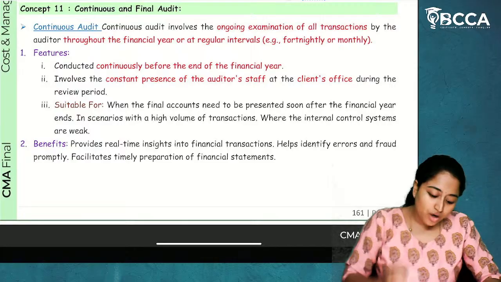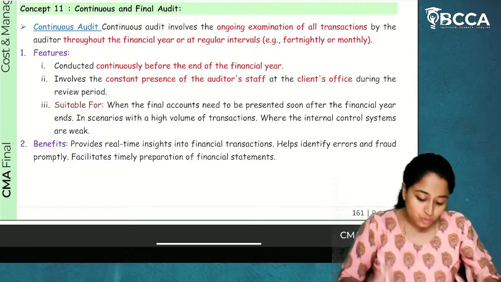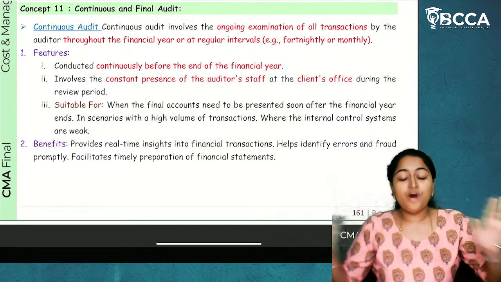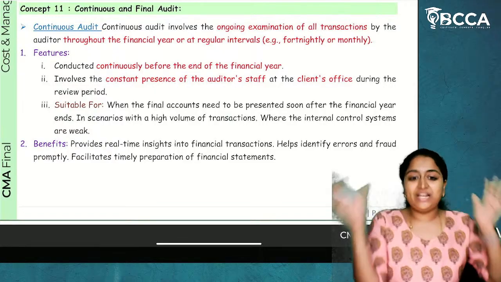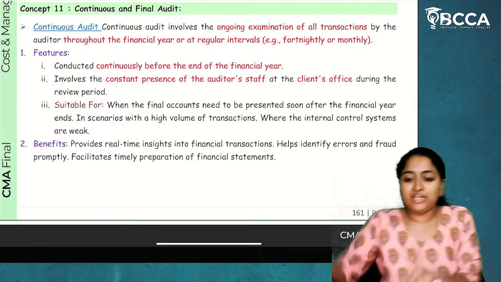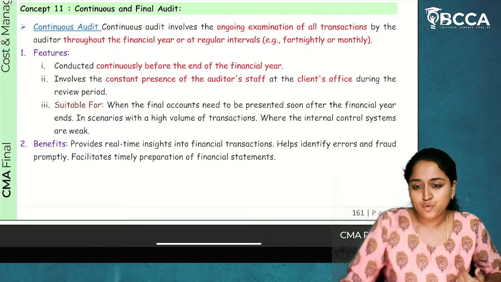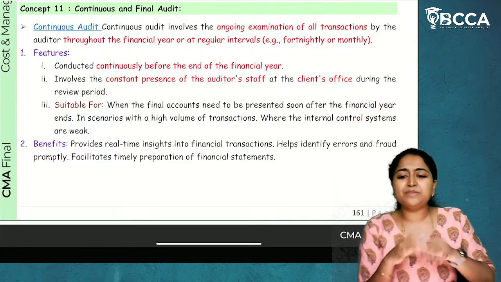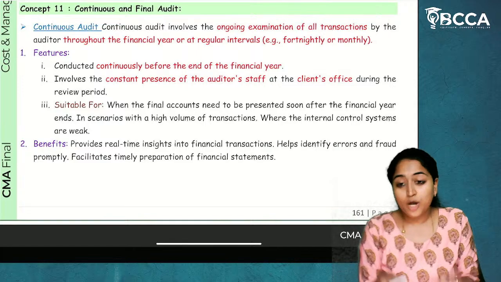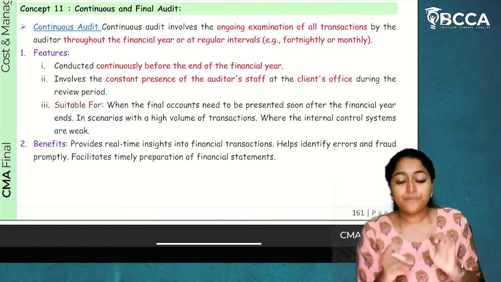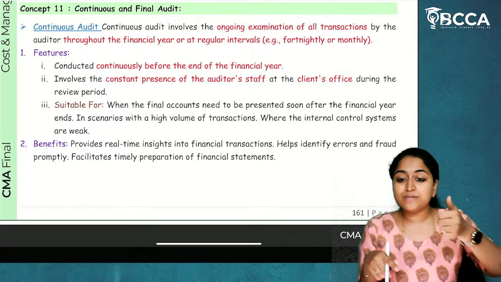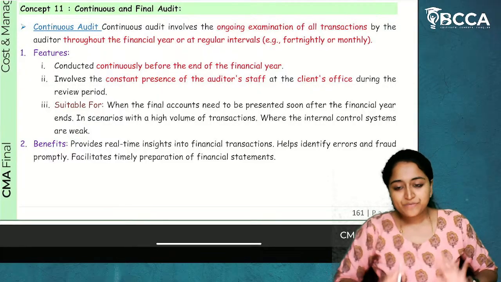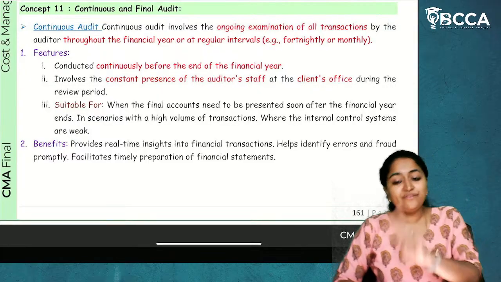Now, when continuous audit is done, for what organizations is it suitable? When the internal control systems are weak and if there is a high volume of transactions. If transactions are very many, and after completion of books of accounts we give them for audit, then it will take a long time to do the audit. So in that particular scenario, we'll go for continuous audit. And if internal control systems are very weak, policies and procedures are not followed properly, in that case, they can go for continuous audit. And what is final audit? If internal control systems are strong and transactions are manageable, then we'll go for final audit. So these are the 2 kinds of audit, continuous audit and final audit.